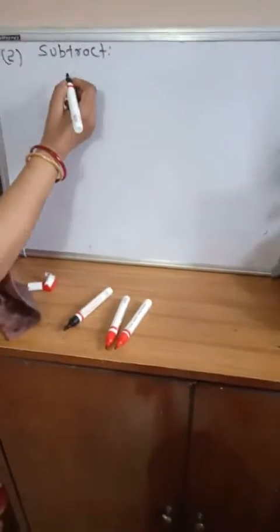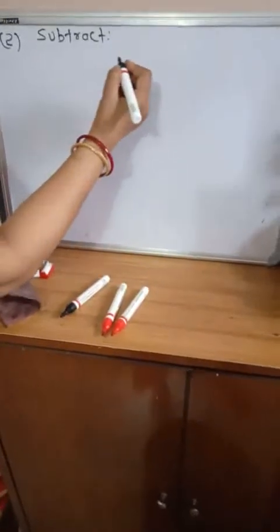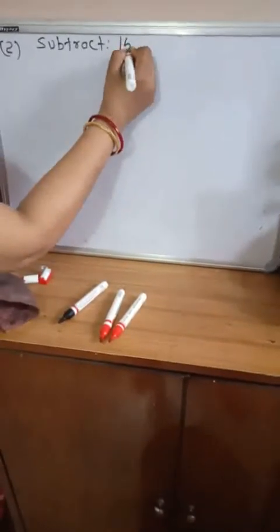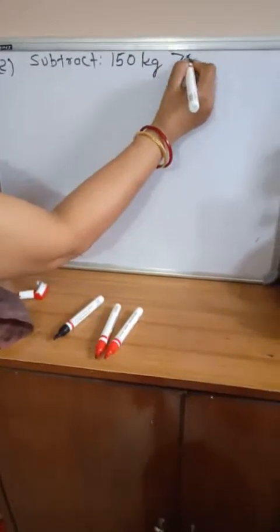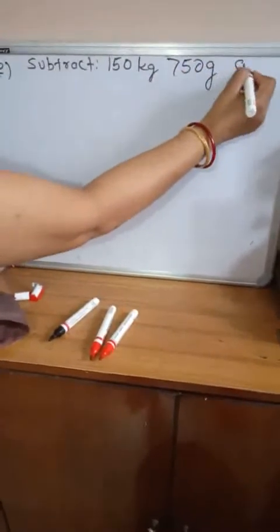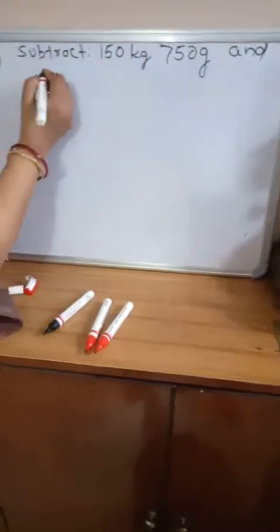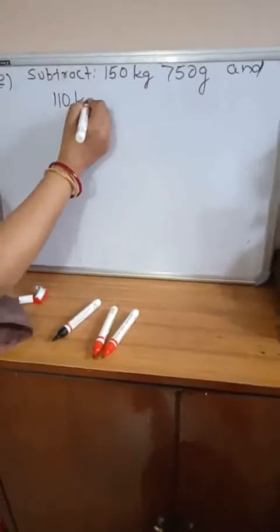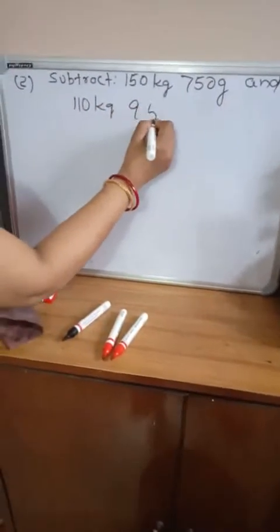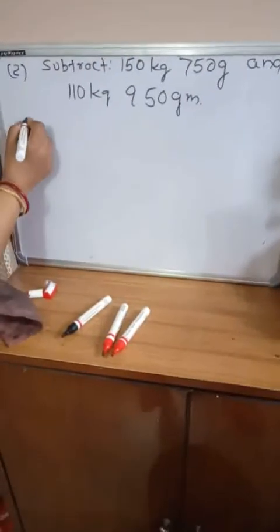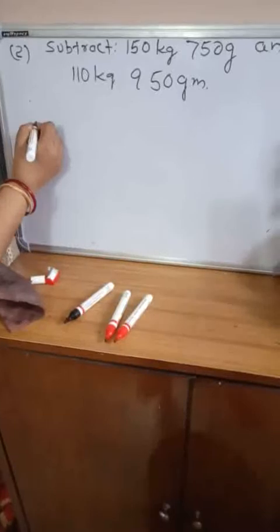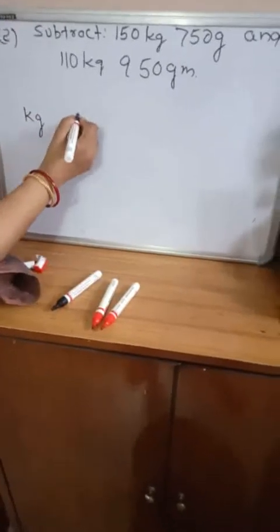Now let us take another example. 150 kilogram 750 gram subtract 110 kilogram 950 gram. So firstly we will make the column kilogram and gram.